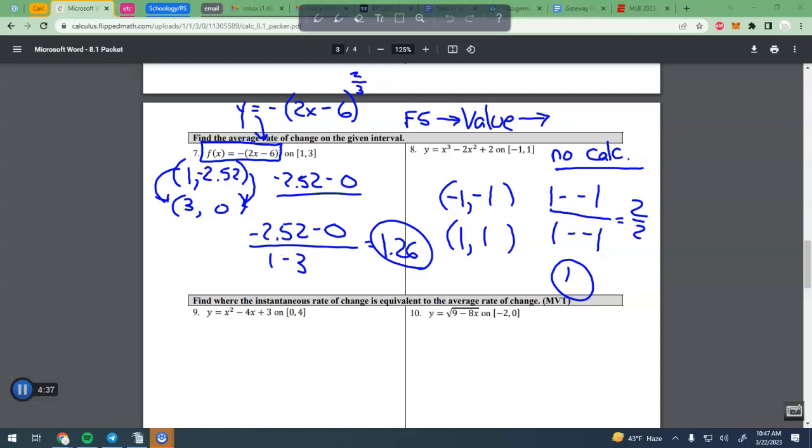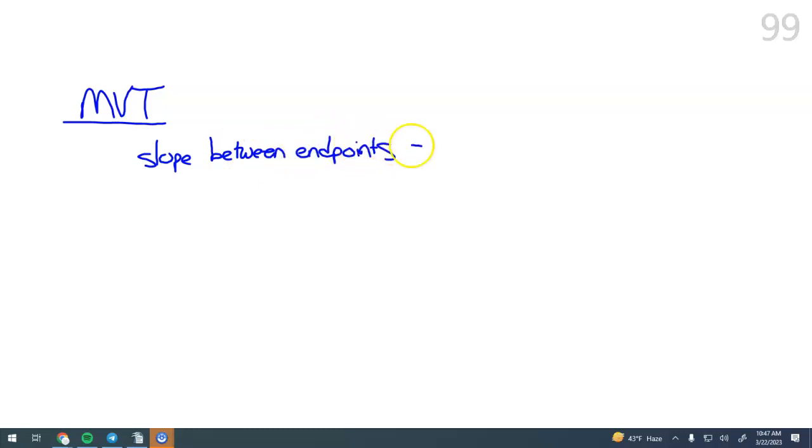Okay. Mean value theorem. This is review, but we didn't spend a ton of time on it. So the mean value theorem says that at some point the average, or let's say the slope between the endpoints, equals the instantaneous slope.